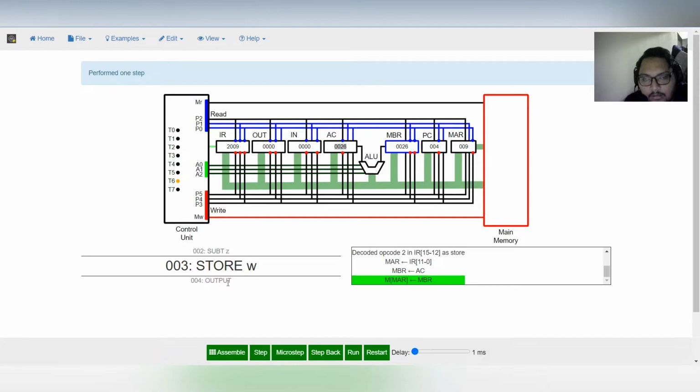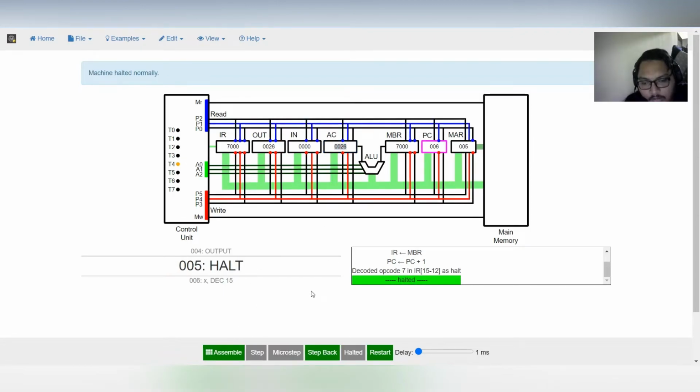So the equation will be finished, and then it will be stored in W. So here, from IR 2009, and then we will go to the MAR, which is 009, next to the MBR, which is 0026, and then for the output. From the store in W, it will go from the accumulator to the output.